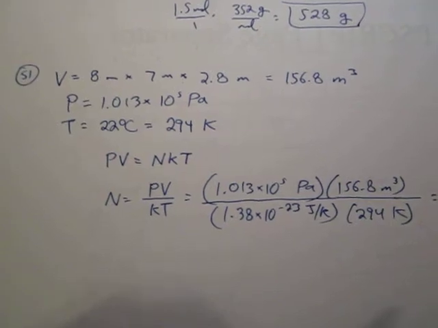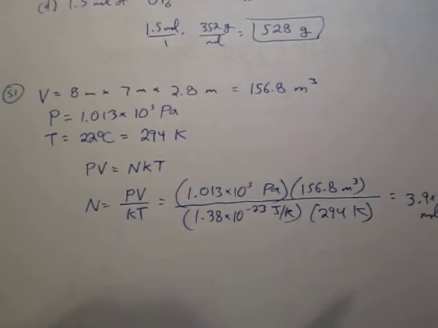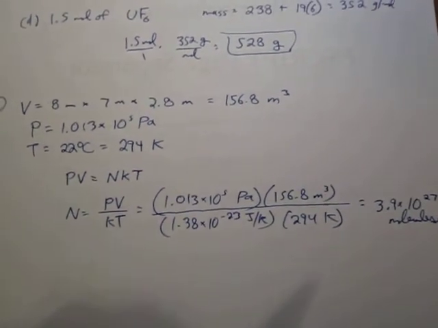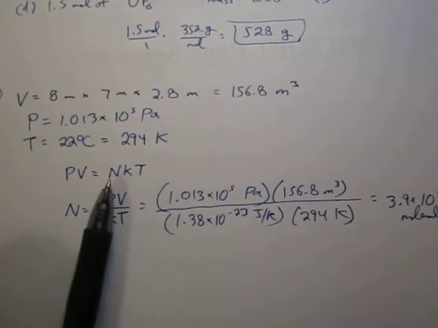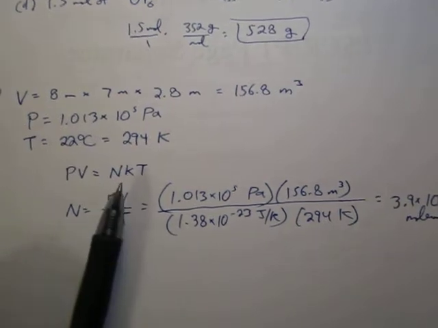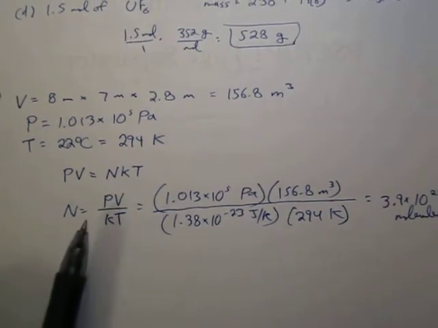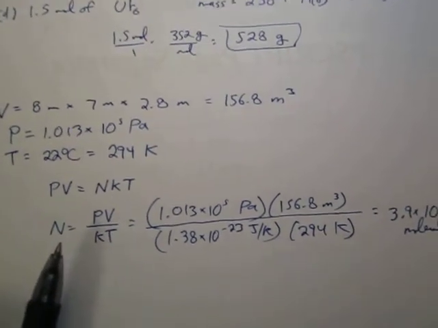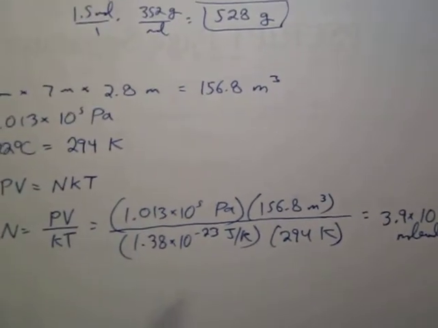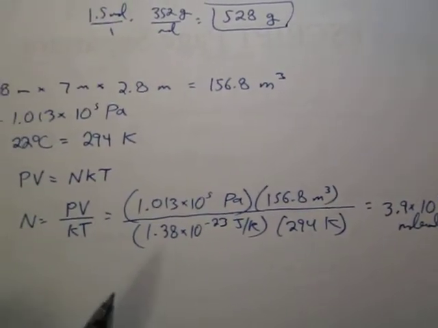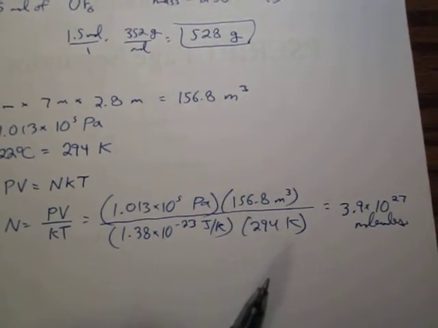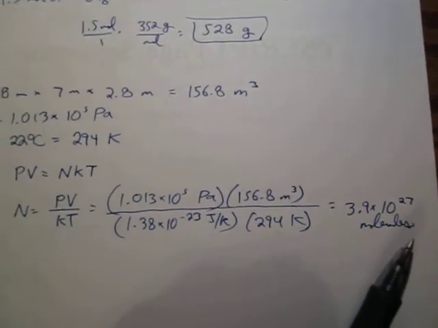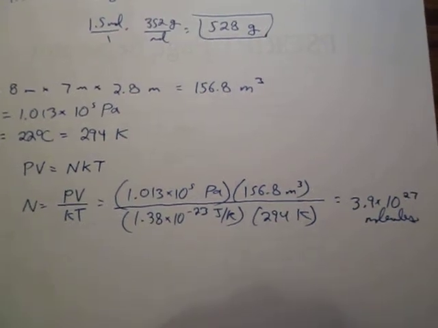Since the question is asking how many molecules, I have a choice between PV equals nRT and PV equals NkT. Let's use the one that uses the capital N, the big N, meaning number of molecules. Solving it algebraically for N, we get N equals PV over kT. We've already solved for all of those. So plugging in those numbers, we get 3.9 times 10 to the 27 molecules, roughly.